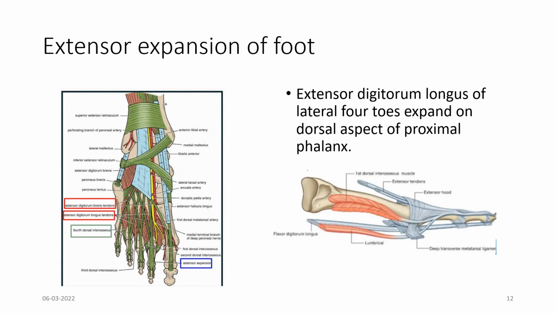Now let us discuss the extensor expansion of the foot. In this picture you are seeing the extensor tendons, and how the expansion is formed in relation with the toes. It is by the extensor digitorum longus for the lateral four toes, which will expand in relation to the dorsal aspect of the proximal phalanx, and it is supplemented by the tendons of the lumbricals, the interossei and the extensor digitorum brevis.